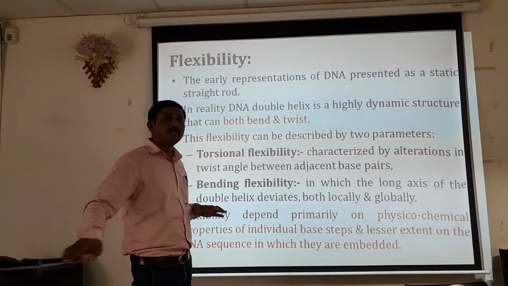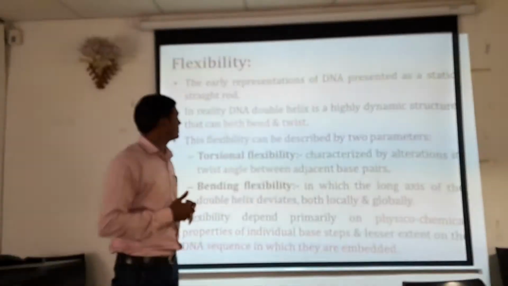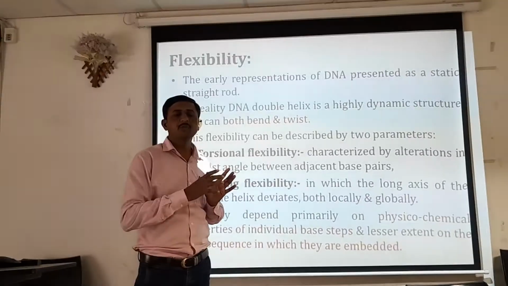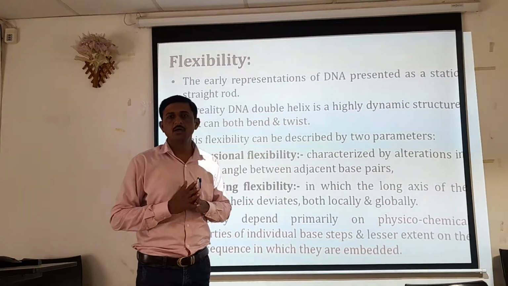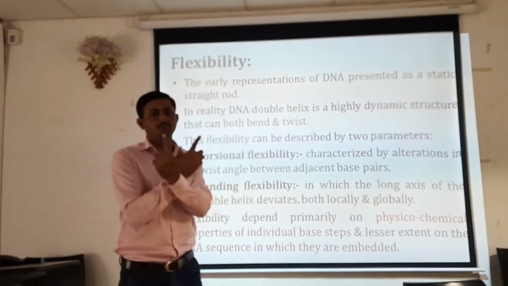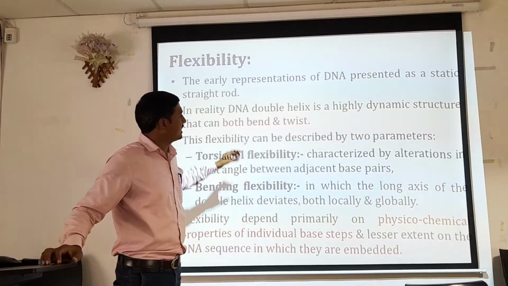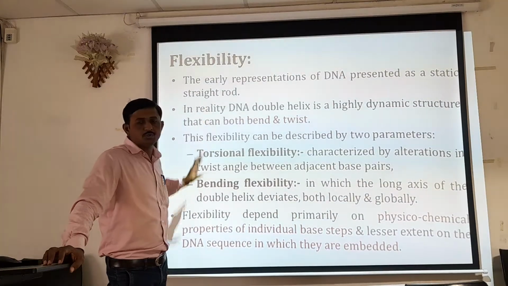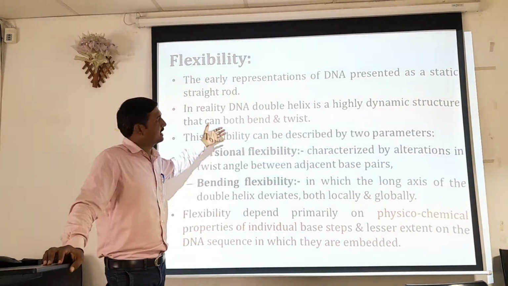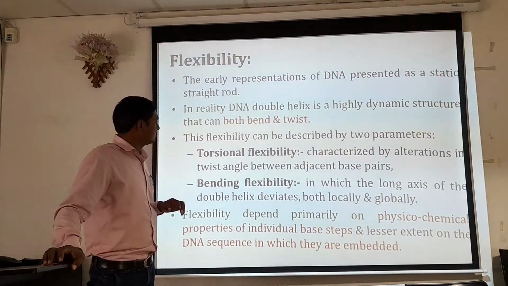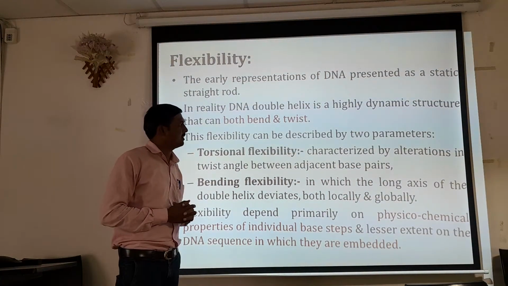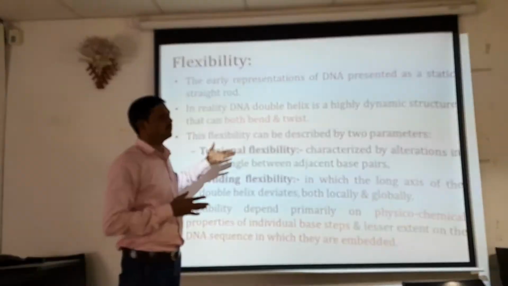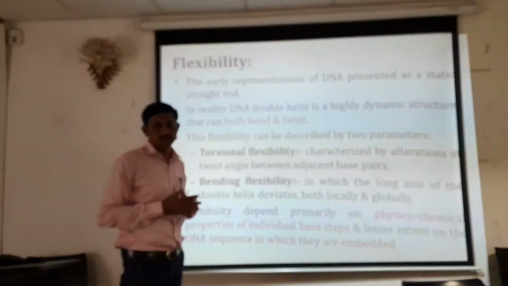In reality, the DNA double helix is a highly dynamic structure, and it can both bend and twist. It can be bent over one another strand, or can be twisted to form a double helical structure, so the DNA shows the bending property, and it shows the twisting property as well, so that it can be a highly flexible molecule. This flexibility can be described by two parameters.